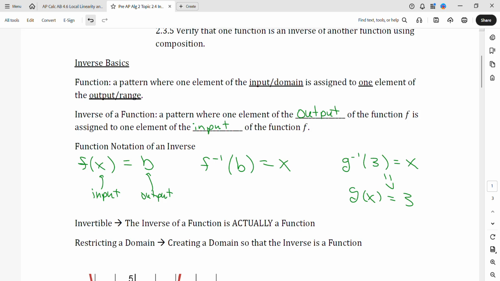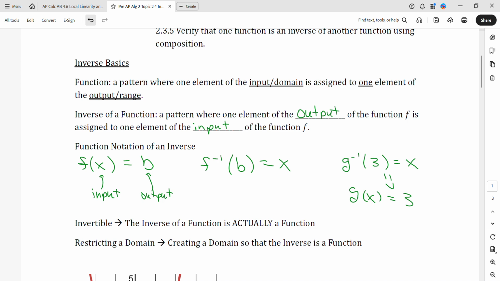Because what it's saying is, okay, I'm trying to find the inverse of g at 3. So that means 3 is the output of the non-inverse. The inverse of the inverse is the function you start with. So when you see the inverse of g of some value, you can always rewrite it like this. I know this comes up on the homework.